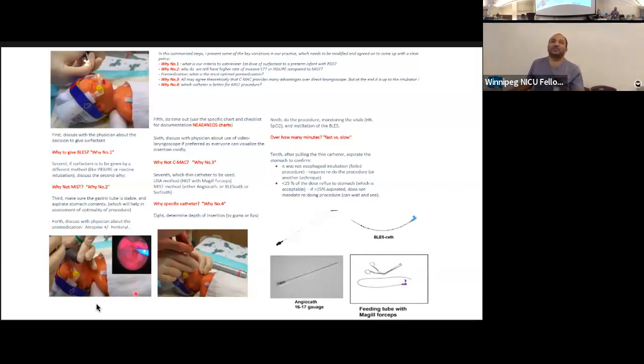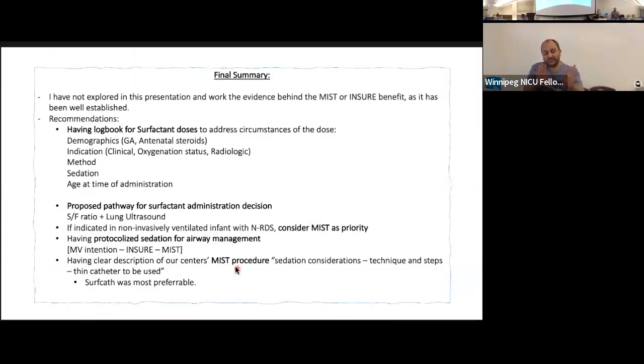I have shown the results of our mini simulation and the preference of the SurfCath and over how long it should be administered. And always, I know it's not in the guidelines, but always remember to give the caffeine before doing the MIST procedure so that the baby suffers from apnea less frequently.